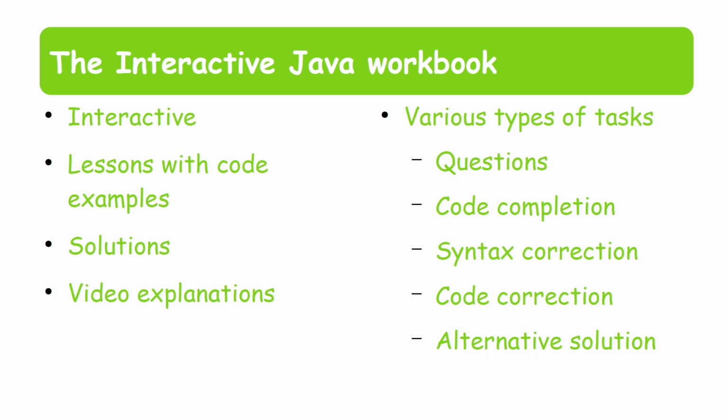There's also the code correction task where you are given code which compiles, but it doesn't do what it is supposed to be doing. So you need to correct the code so it functions as expected. And finally there is the alternative solution task where you are given code which compiles and works as expected, so everything's okay, but the idea is that you write an alternative version of the code which does the same thing, but is written a bit differently.